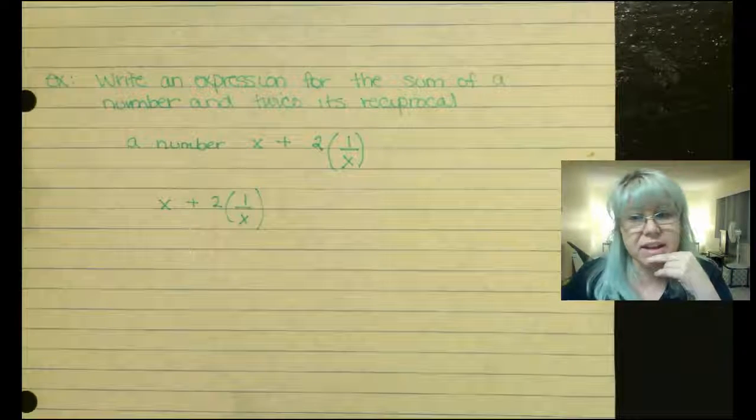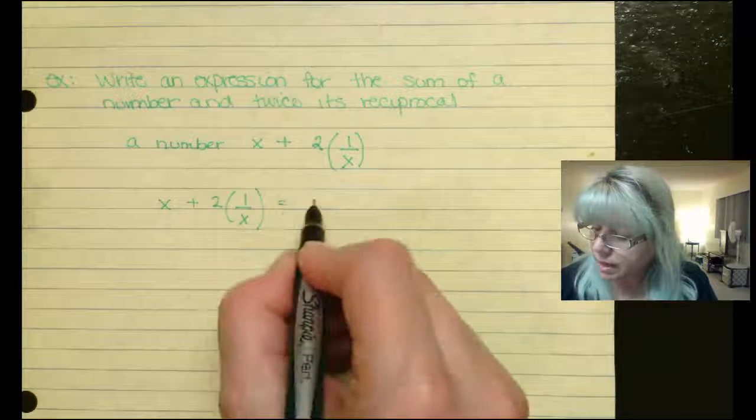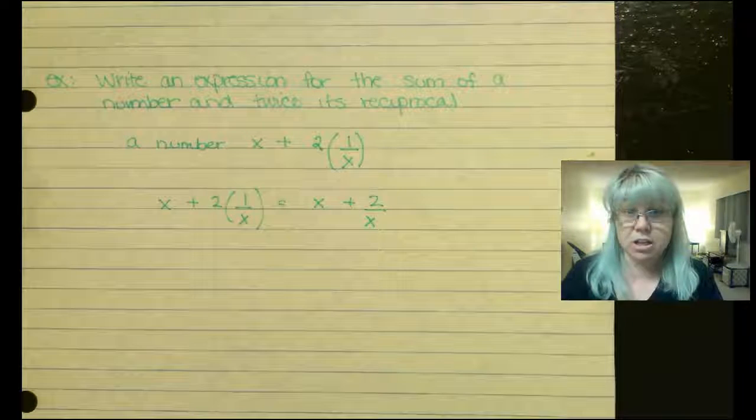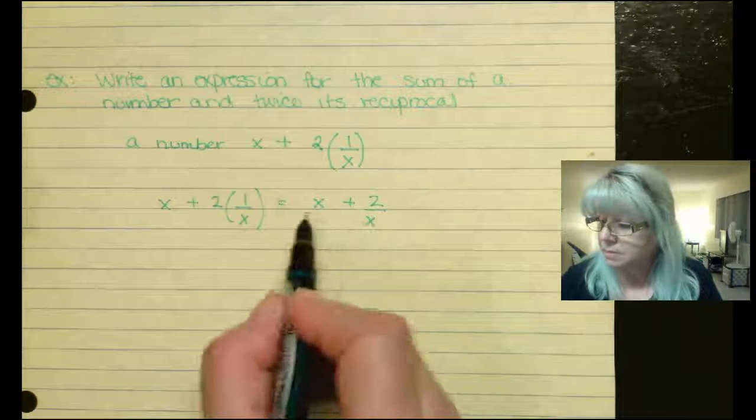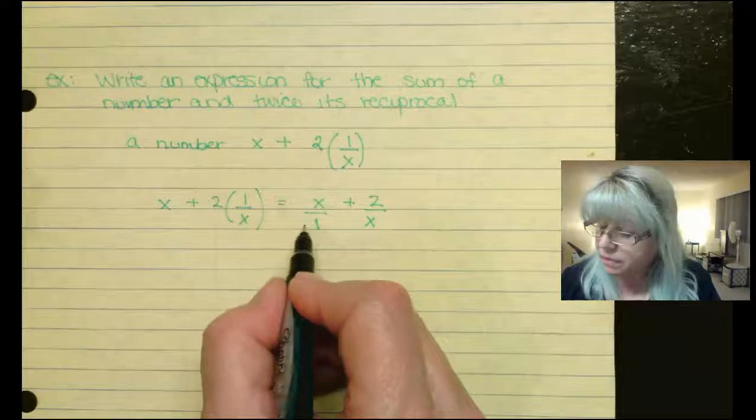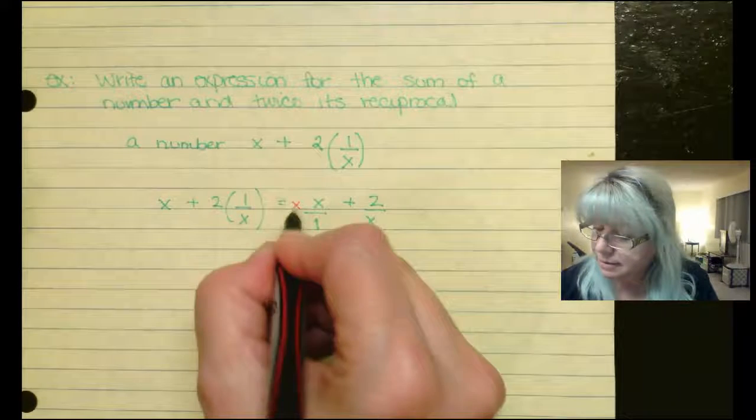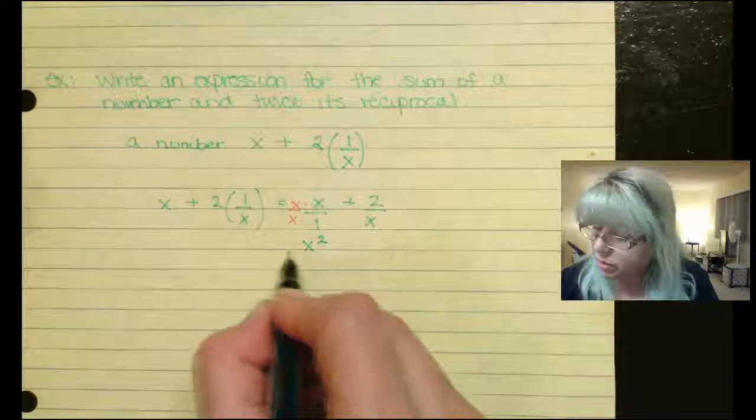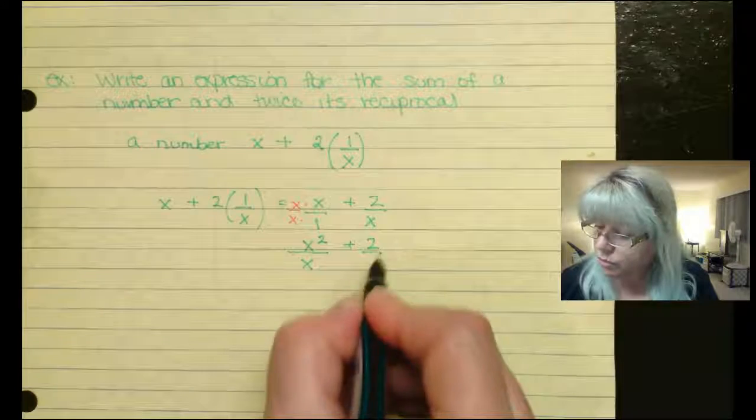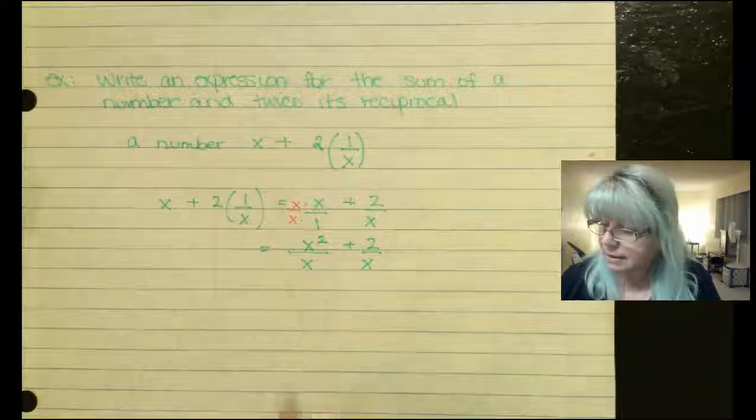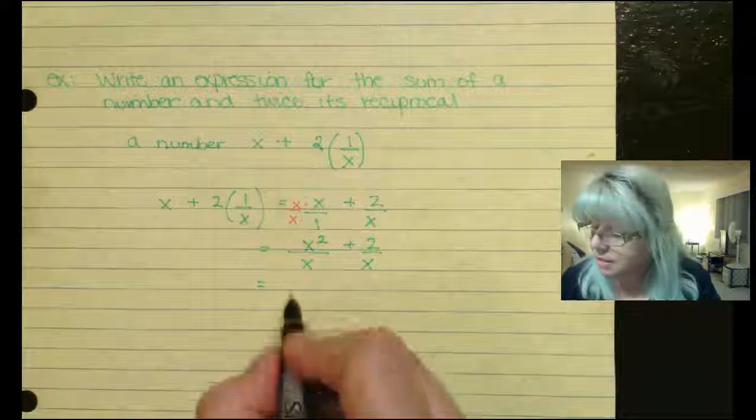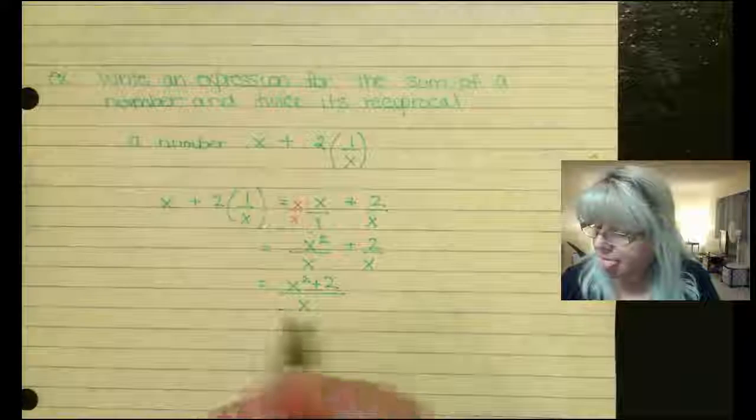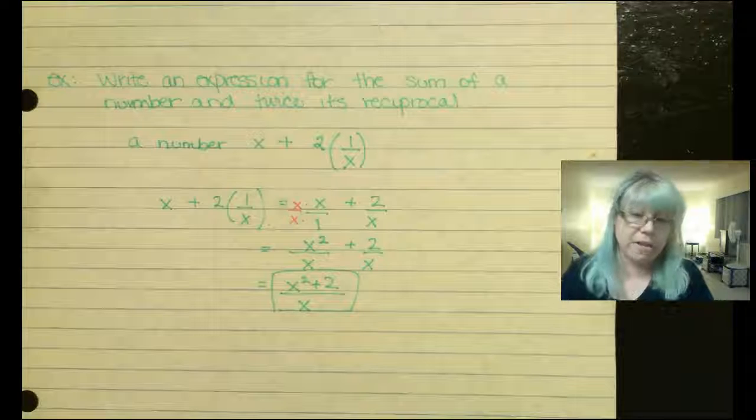So I'm going to simplify this as much as I can. x plus 2 over x. What's the common denominator? Well, LCD is going to be x. So I need to multiply the first term by x over x. That will give me x squared over x plus 2 over x. Last step, let's combine fractions. x squared plus 2 all over x. That is my final answer because x squared plus 2, I cannot factor it.